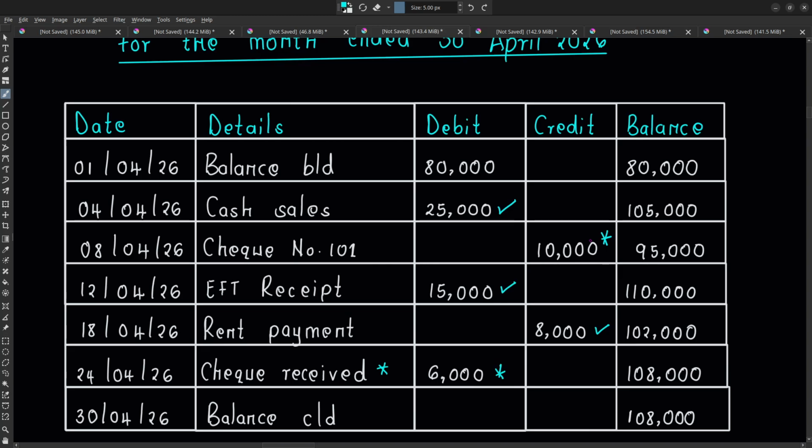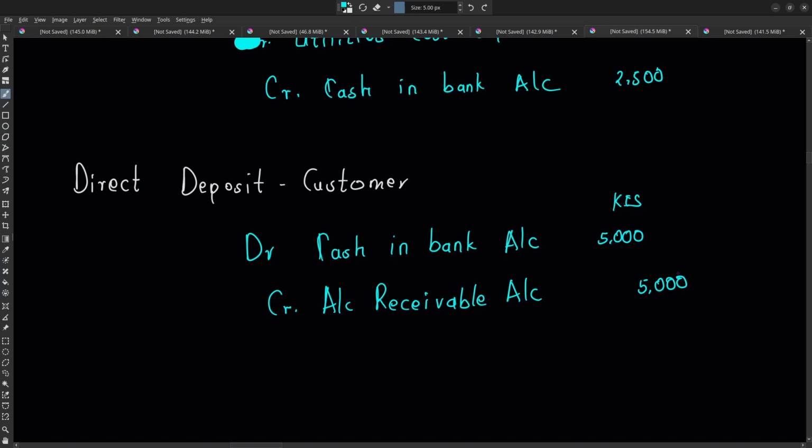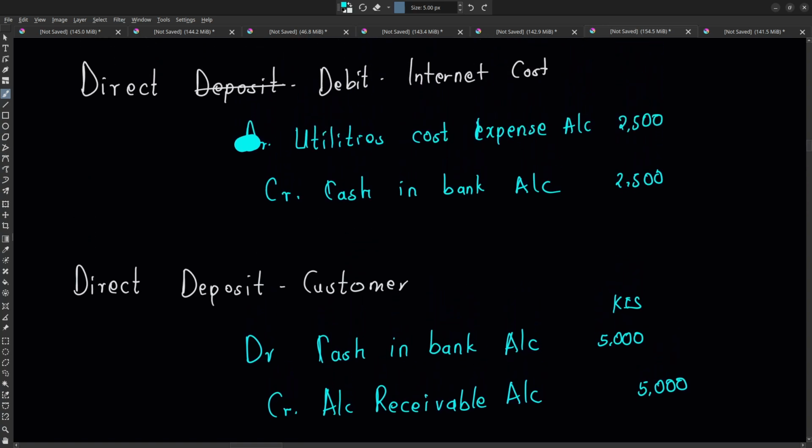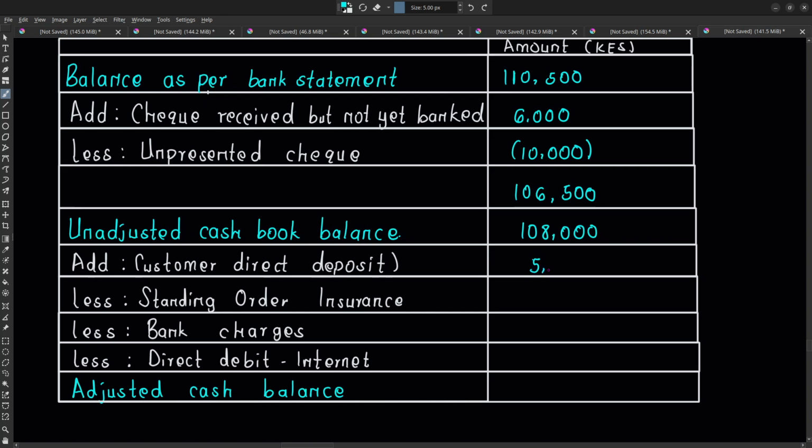What was our cash book balance? Our cash book balance was 108,000. Then we are going to add customer direct deposit. Why? You will remember we passed the journals, so this will be updated in the cash book. Our direct customer deposit, remember we were debiting cash, so it is an increase to the bank because we are receiving money. We received money, it's just that we had not recorded it, so we need to add 5,000.